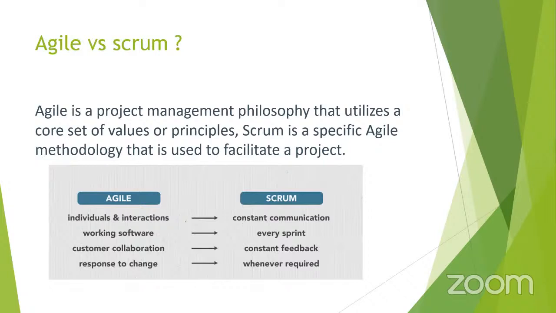When we are talking about Agile and Scrum, in Agile there are individuals and interactions. When we come to Scrum, it is constant communication back and forth in the team. We'll have working software, and in Scrum we make sure that we have it at the end of every sprint. There is a lot of customer collaboration with constant feedback, and we can deliver changes whenever required. There is no need to wait till the end of the sprint. We can just say that we need a change today, and we can incorporate it as soon as possible. So this is mainly used for delivering projects.